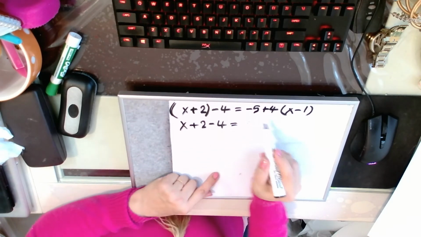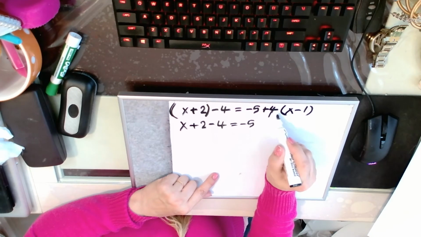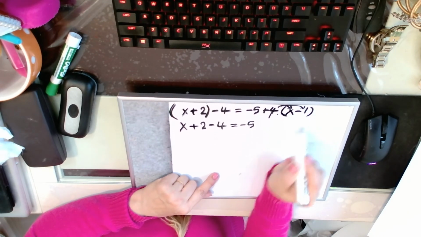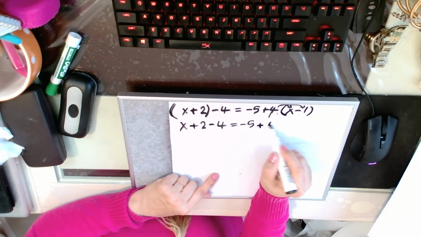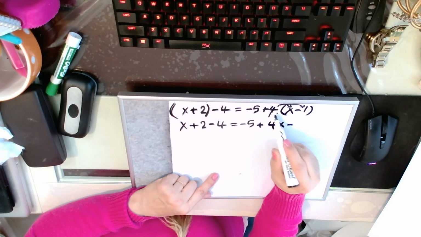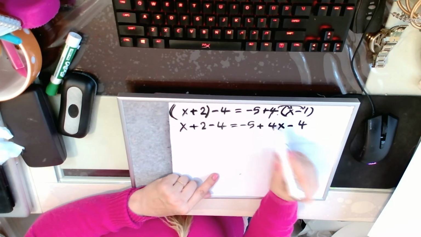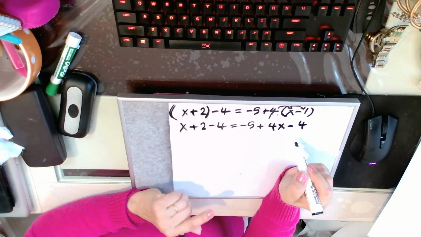equals minus 5. So look, did you see the 4 times this? So you're going to distribute. Okay, 4x minus 4. 4 times 1 is plus 4, times minus 1, it's minus 4.